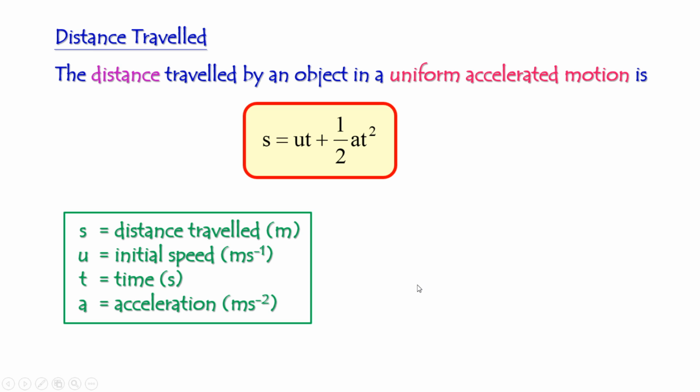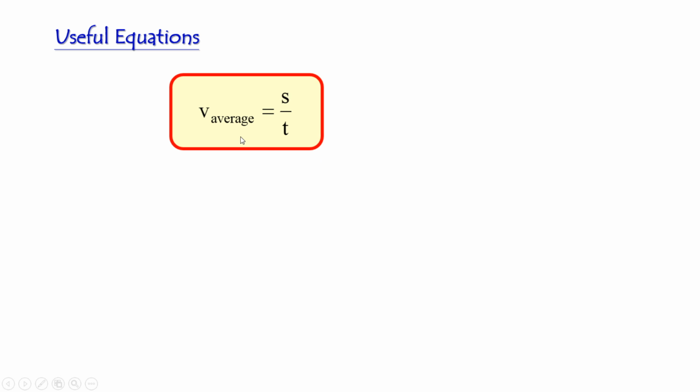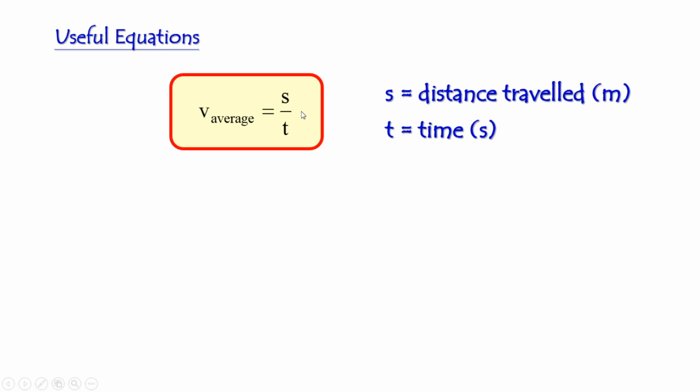Maybe we have a summary of all the equations that we have learned in these two lessons. The first one is about the average speed. Please pay attention. This speed is not the initial, not the final speed. It is the average speed. How to calculate the average speed of an object? We use this equation. We have to find the total distance traveled by the object and then divide by the total time taken. So S stands for the distance traveled and T stands for the time taken.